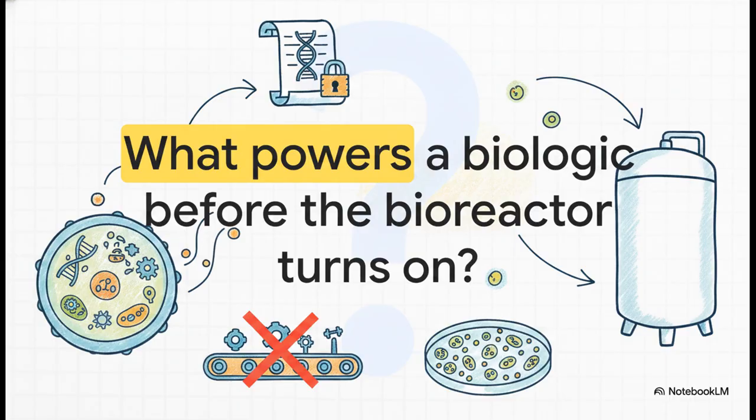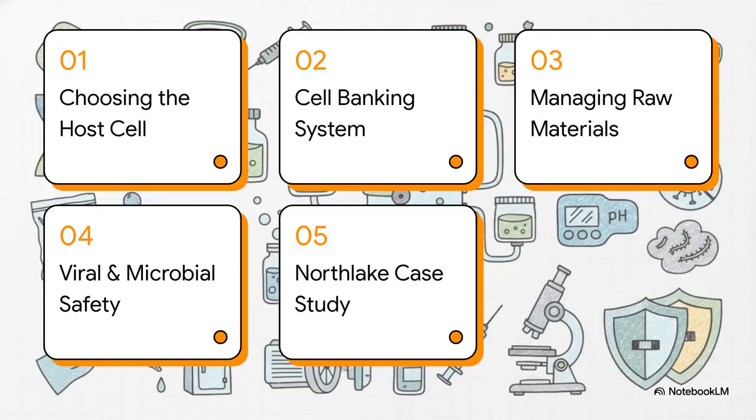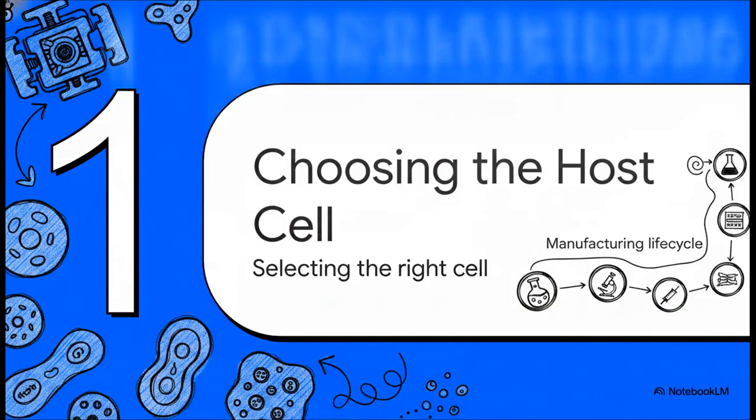its blueprint. Here's our roadmap for today's explainer. Choosing the host cell, the cell banking system, managing raw materials, viral and microbial safety, and we'll wrap it all up with a case study on Northlake Biologics. Section 1. Choosing the host cell.